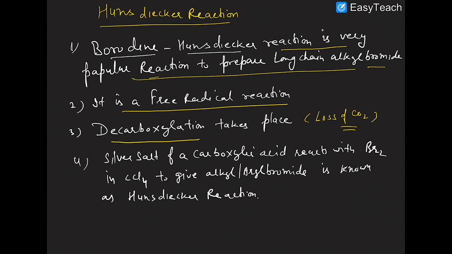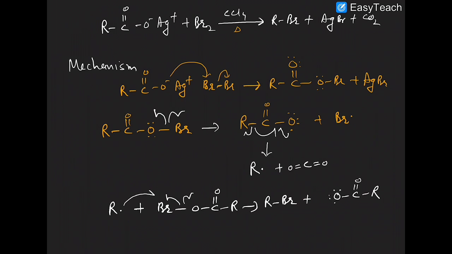The silver salt of a carboxylic acid, when reacted with bromine in CCl4, gives alkyl bromide. It is also known as the Hunsdiecker reaction. Now what happens? The silver salt of a carboxylic acid reacts with bromine in CCl4 to give you RBr. CO2 is lost as CO2 and silver will form silver bromide. Look at the reaction, how it happens.